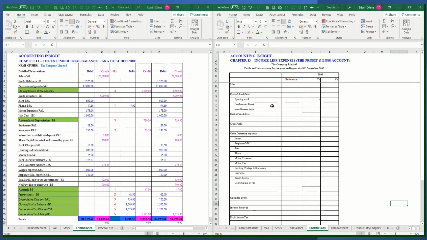I've opened two windows of Excel. The first window has the final extended trial balance that we did in the previous chapter, and I'm going to show you how to complete the profit and loss account for this company. So the first thing we're going to do is put in the sales. So that is 23,000. I'm using Excel, so I just link it to the cell that I need, which is there.